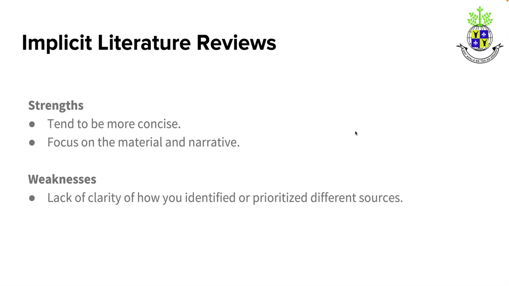But it has a couple downsides, one of which is that there's less clarity about how you identified or prioritized different sources. How did you make sense of this? And it means that you're generally less likely to have a discussion of what the gaps and the exclusions are, what hasn't been done before. Or if you are presenting that information without having a detailed literature search method section, it's harder to make the case that something is a gap when they don't even know where you searched or how you searched.